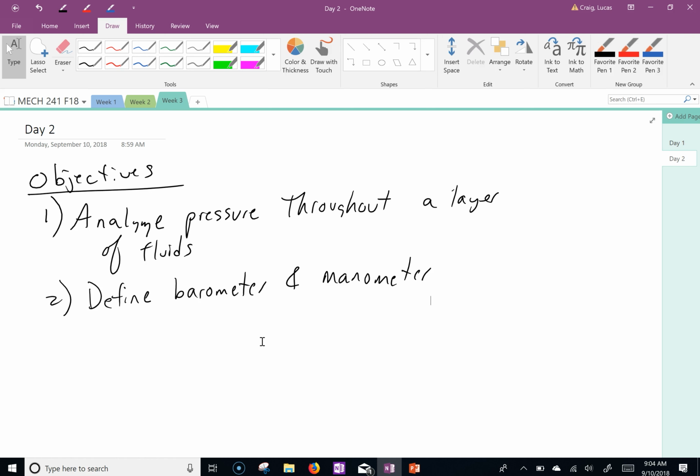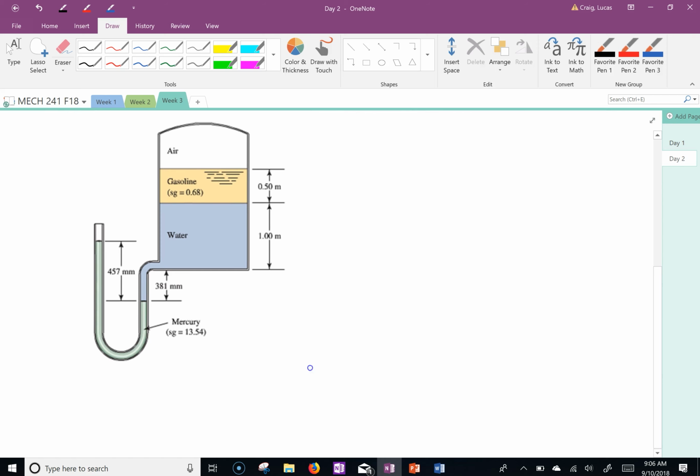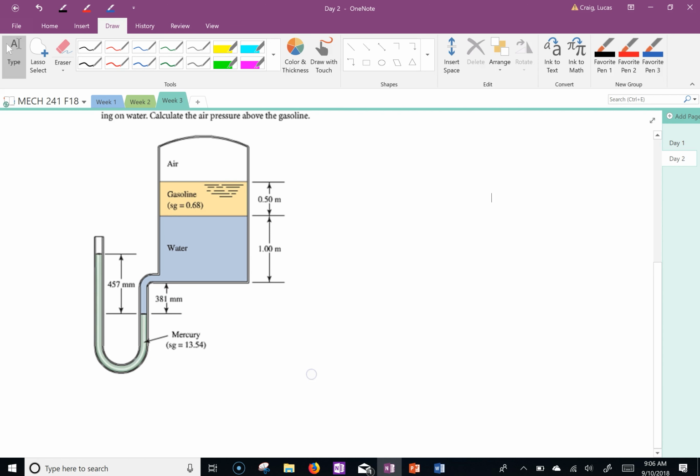Okay, so the objectives today, we'll analyze pressure throughout a layer of fluids. We kind of did that last time, but we'll do another practice problem, and then define barometer and a manometer, and we'll do a practice problem.